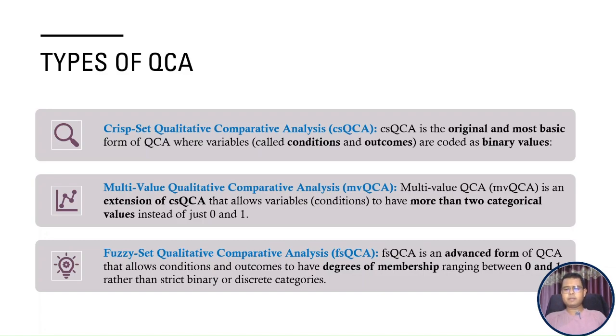But recently, fsQCA, an advanced form of QCA, allows conditions and outcome to have a degree of membership ranging from 0 to 1. So it means it will deal with continuous variables. The previous two options, csQCA and MVQCA, handled categorical variables, but fsQCA can handle continuous variables. This is the difference among csQCA, MVQCA, and fsQCA. Let me make it more clear.